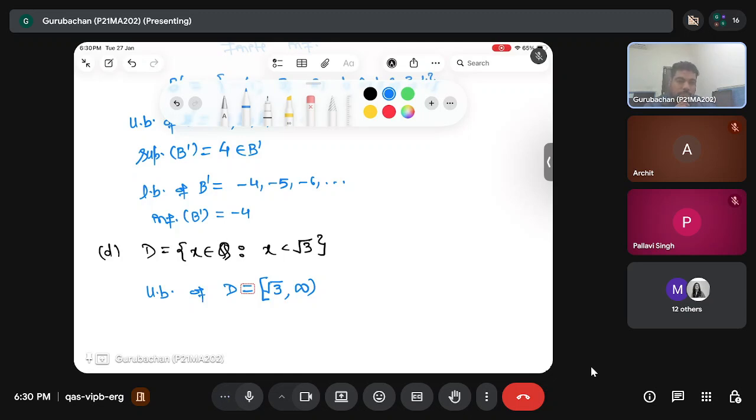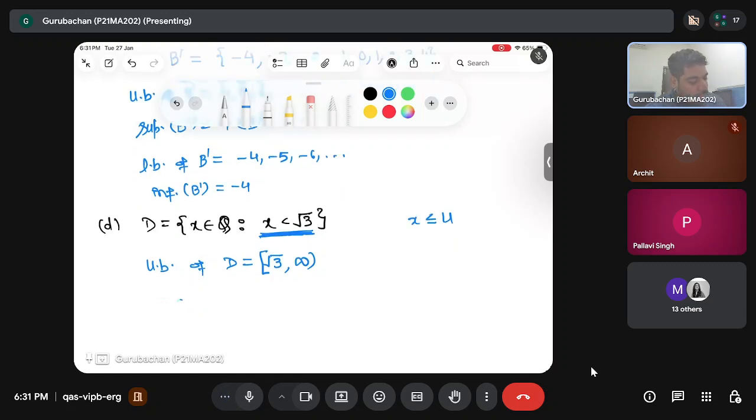Any doubt? No, sir. So what is the definition of upper bound? We want our element x to be less than or equal to u for all x. Here this is the collection of all those rational numbers that are less than under root 3. So I am saying that you collect all those upper bounds that are above under root 3, then obviously every element of D will be less than this.